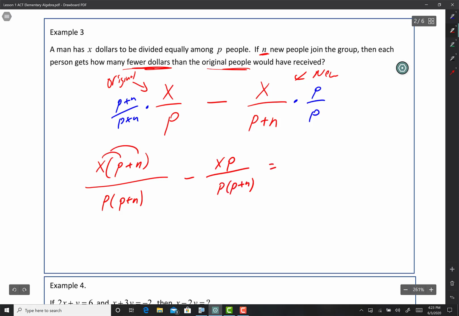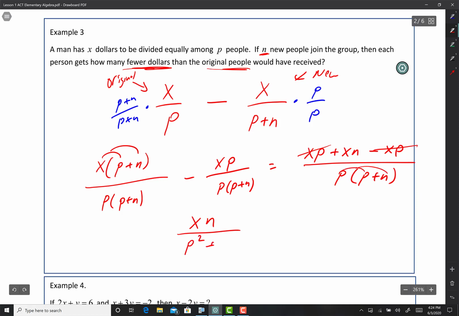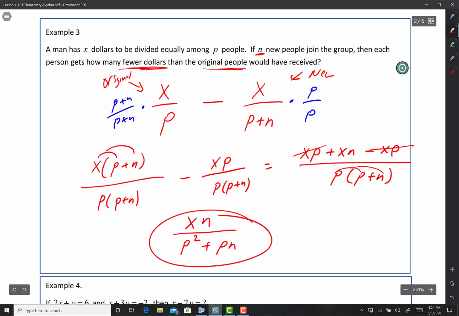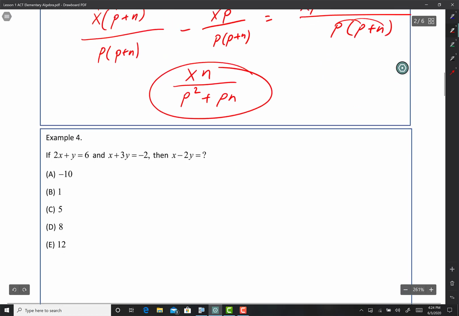So let's see. I'm going to have XP plus XN minus XP. The denominators are all the same, so I can just rewrite it as P plus N. And I see XP's here, we're going to cancel out. So this is how much fewer money you're going to have. Here's the expression that will determine that. If you distribute this, P squared plus PN. So there it is. If it were to have multiple choice, I'm sure that answer would have been in there. Maybe factored form, maybe not. And let's keep going, guys.